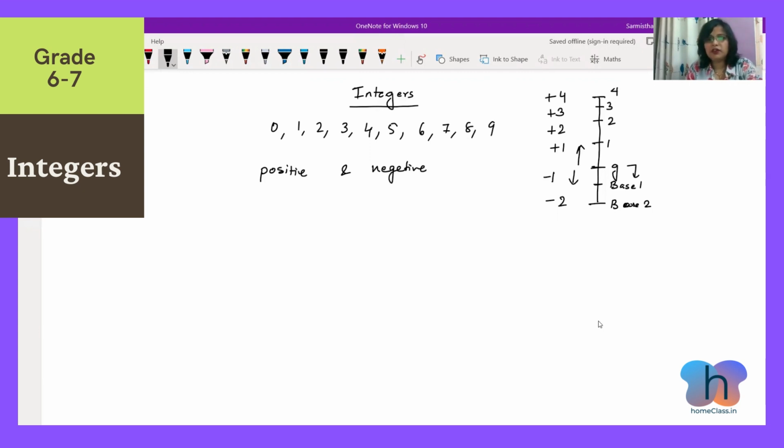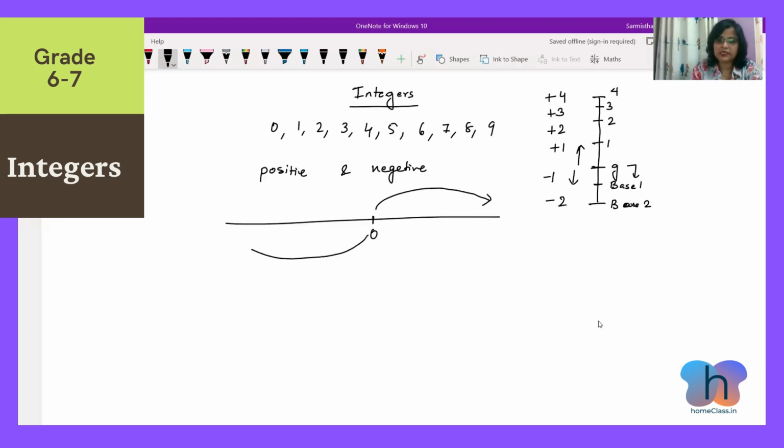Now we need to think of a few cases where we use these negative numbers to represent things. Whenever we go to any hill station, we see that the temperature is falling. Now whenever it is coming down, let me draw a line, and this is 0. From 0, the right hand side will be positive, and the left hand side will be negative numbers.